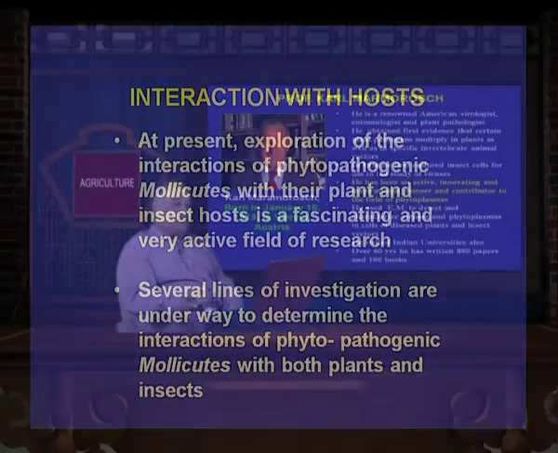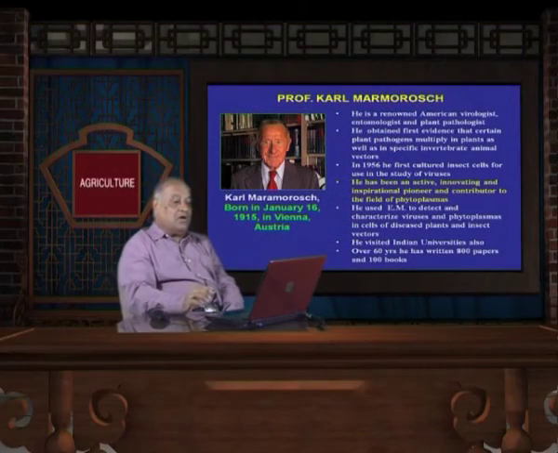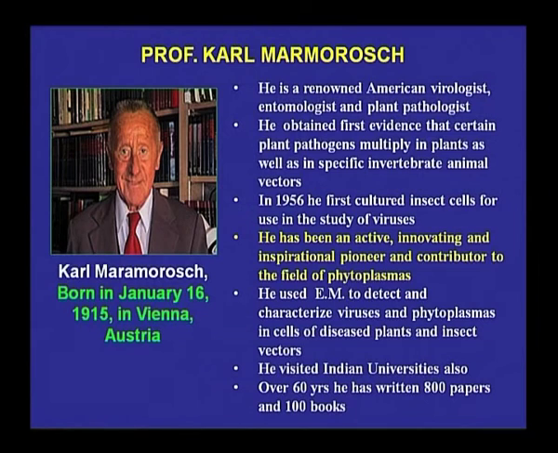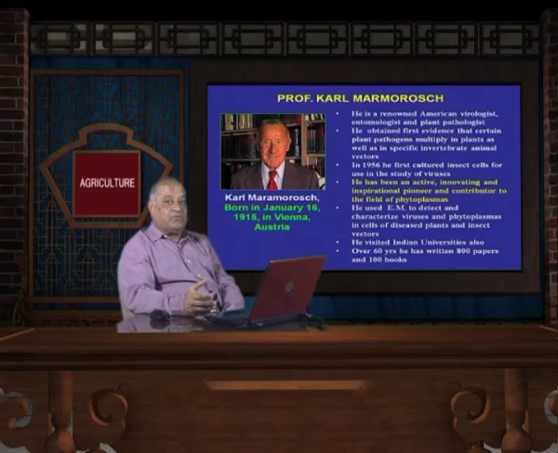Now, we come to the work of Professor Karl Maramorosch. He is a legendary person in the field of virology, entomology and mycoplasma. He was born on January 16, 1915 in Vienna, Austria. He is a renowned American virologist, entomologist and plant pathologist. It is a very rare combination in a single person.